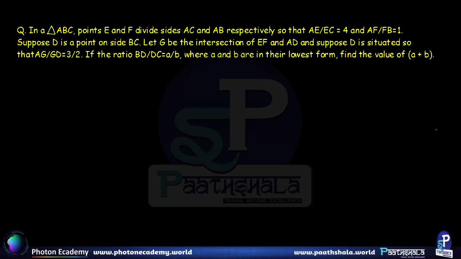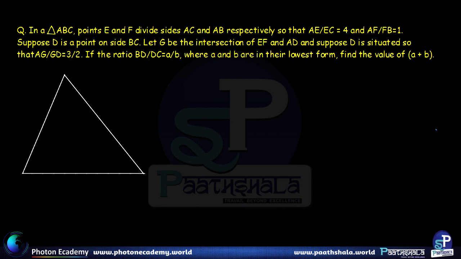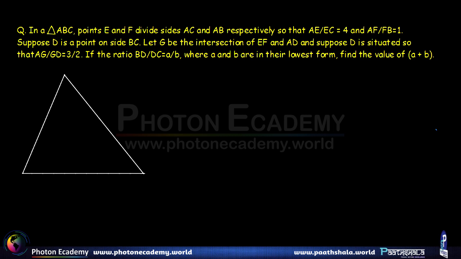Okay. So ABC is the triangle. Let's start drawing the figure. ABC is the triangle and E divides AC so that, if this is A, this is B, this is C, then AE is to EC is 4:1.